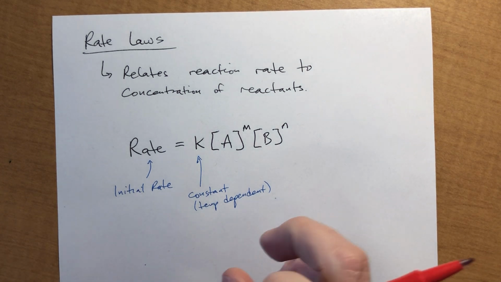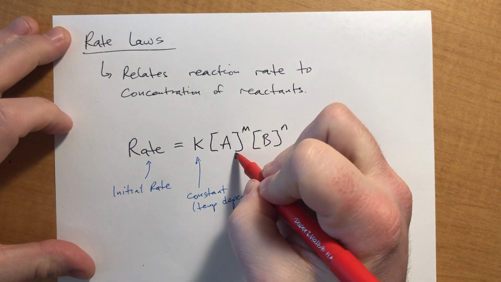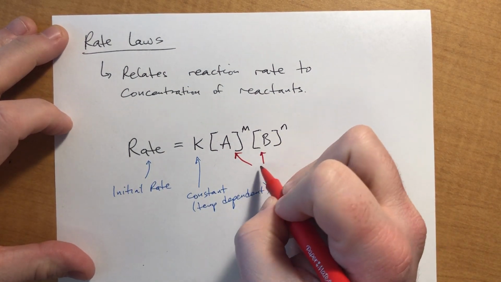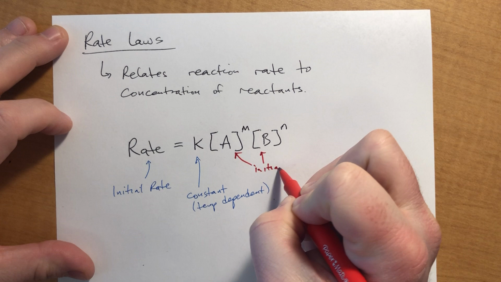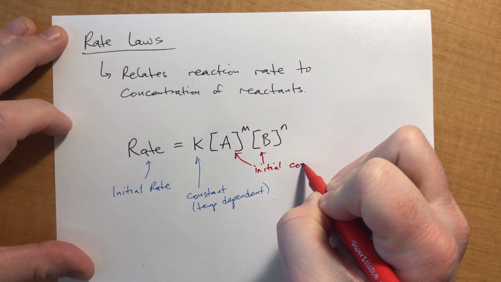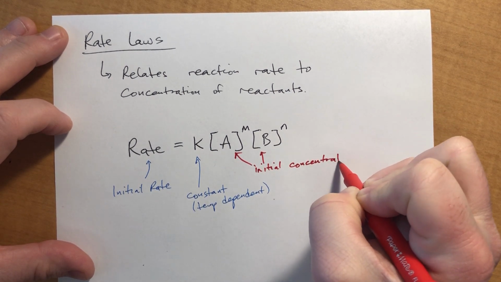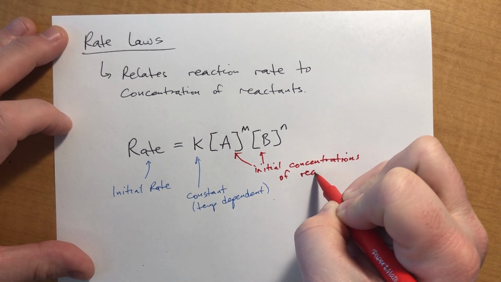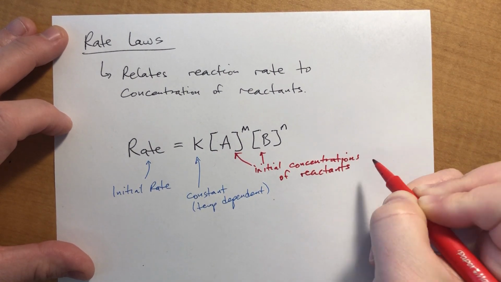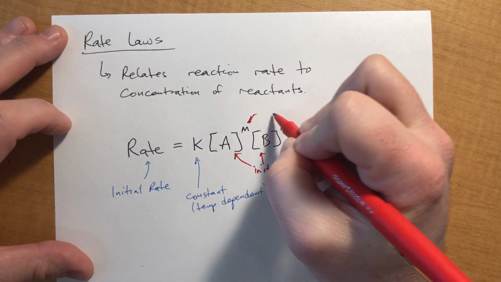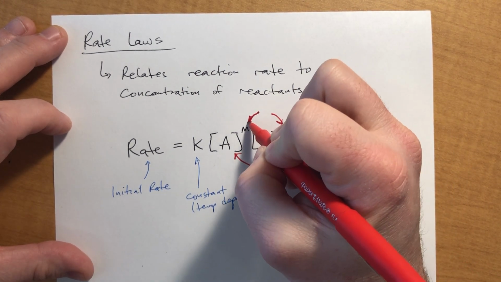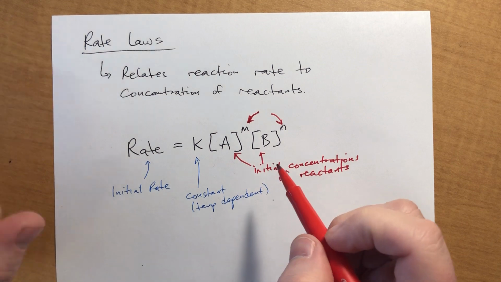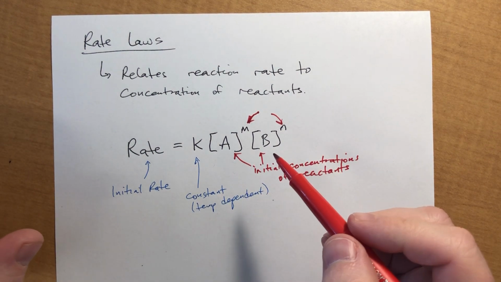I'm gonna switch colors here just for variety. A and B are the initial concentrations of the reactants. And M and N are, there's always an exponential relationship.